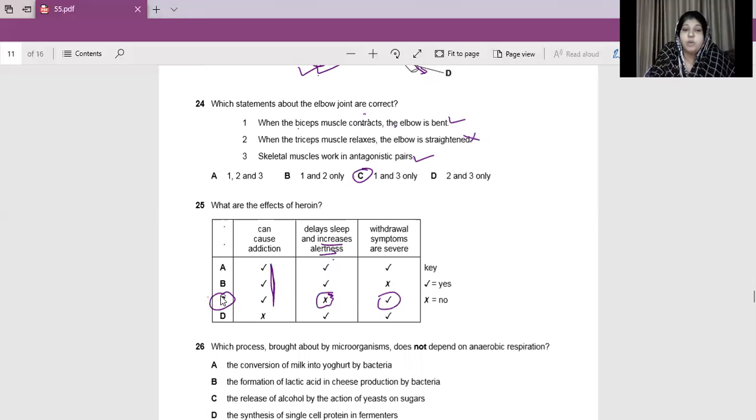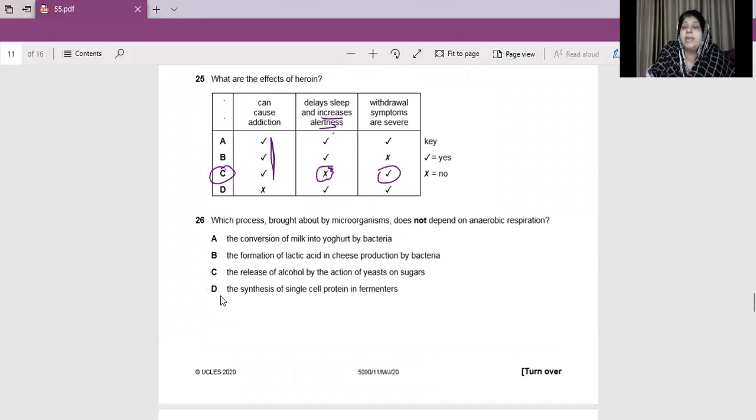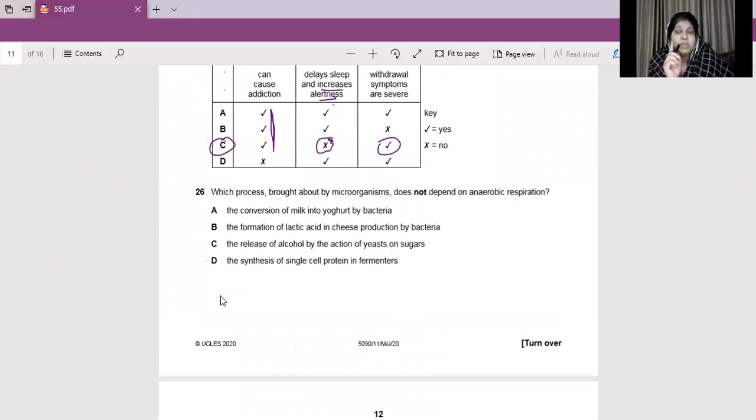Which process brought about by microorganisms does not depend on anaerobic respiration? Anaerobic respiration means oxygen is not there.